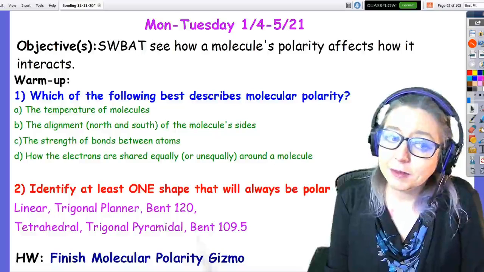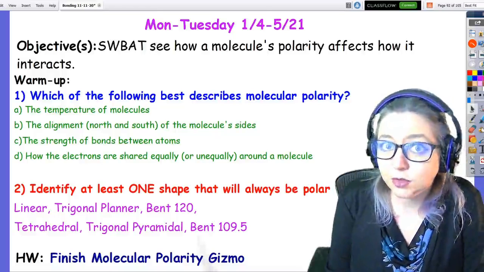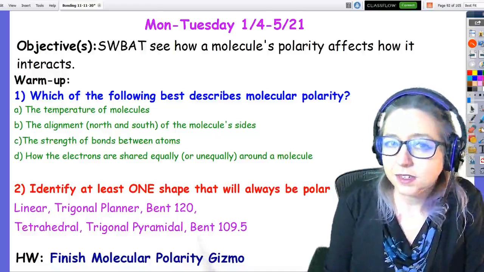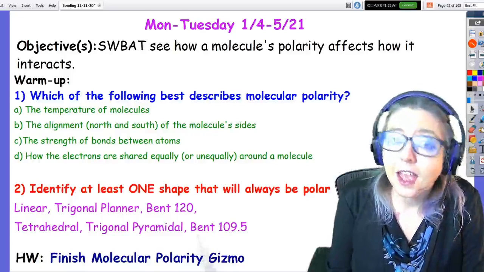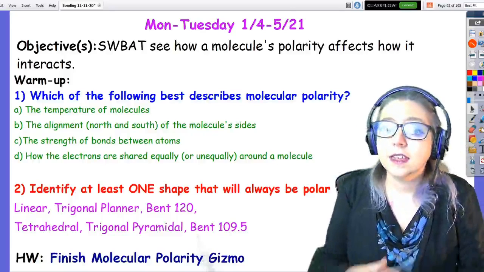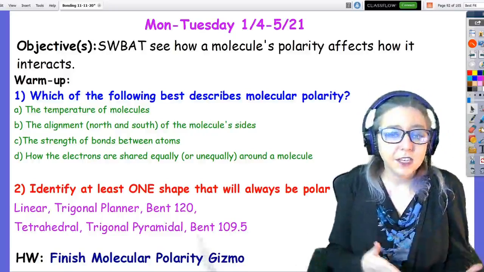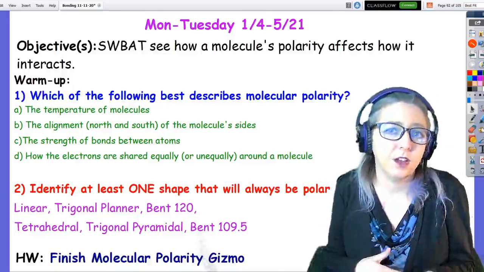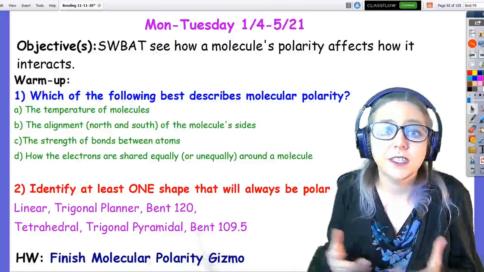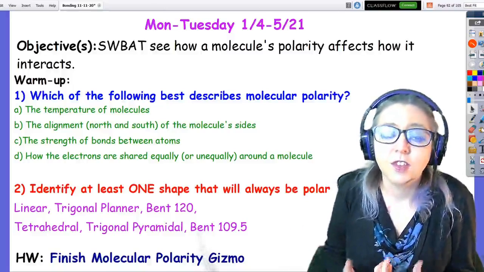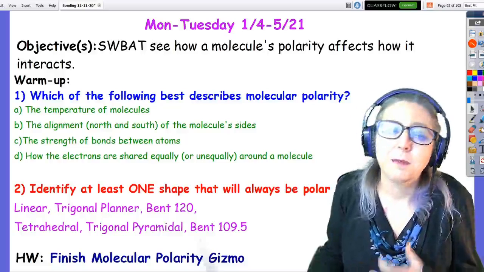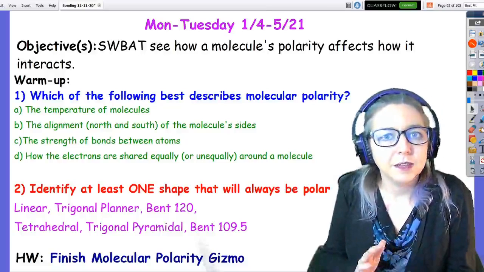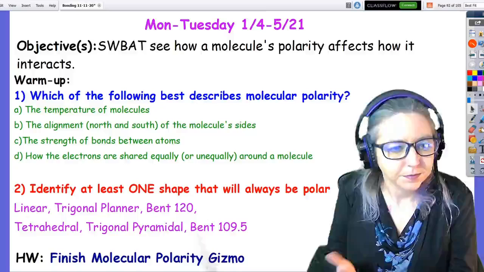Next was the alignment, north and south of the molecule sides. Well, you might have been kind of tempted to choose this one because magnets have north and south, and it is all about magnetic attraction, negatives and positives. But when we talk about molecules, we don't talk about north and south poles. We just have positive and negative centers of charge. So it is kind of like a magnet, but that's still not a very good answer. And my molecules don't really align themselves north and south.